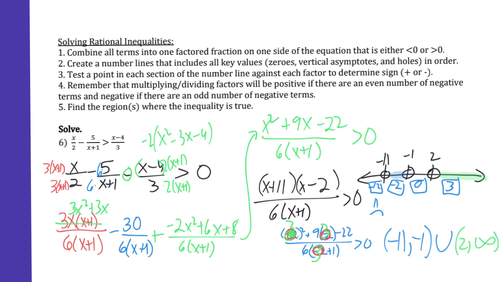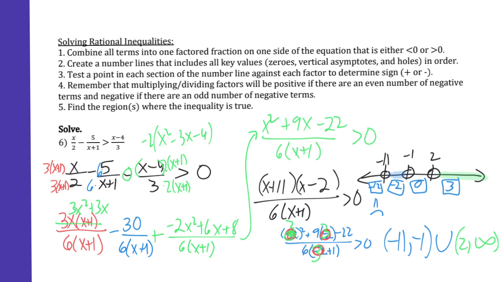So the solution set that makes this original problem true is any value between -11 and -1, and also from 2 to infinity. It's pretty cute. How you do it is you get everything to one side, make a single fraction, factor the top and the bottom, and represent those critical values on a number line. If it's greater than or less than, make them open circles. Then do test points in each of the regions between the critical values.